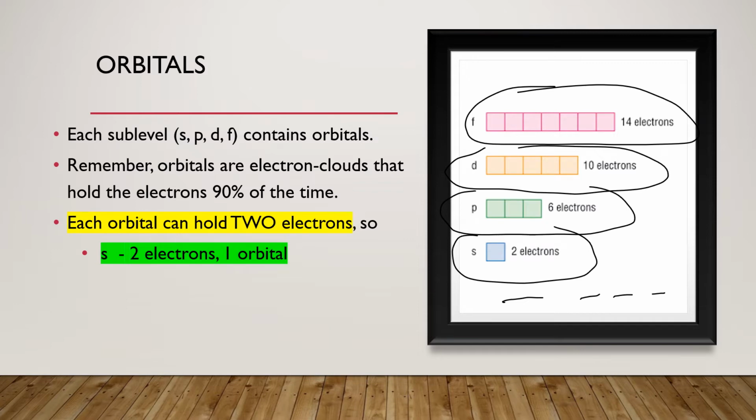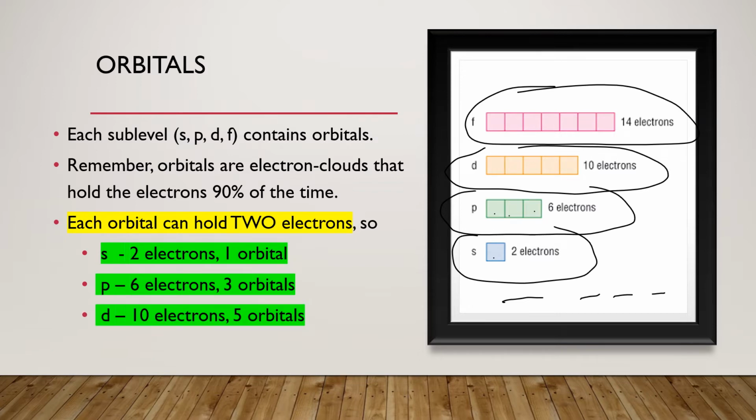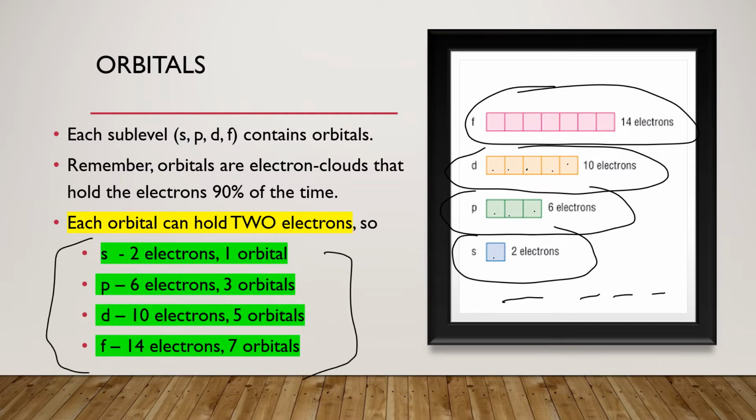So S has 1 orbital that holds 2 electrons. P has 3 orbitals that hold a total of 6 electrons. The D sublevel holds 5 orbitals that hold a total of 10 electrons because each orbital holds 2 electrons. And then F sublevel has 7 orbitals that hold 14 electrons. This is so important for you to remember. Okay, so make sure you get that down. That's really important.